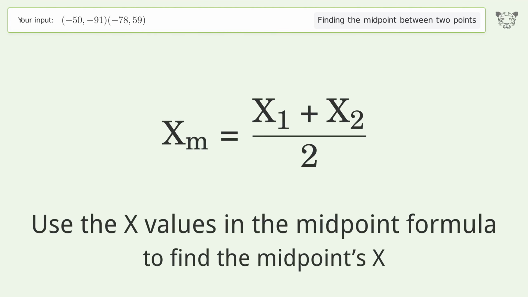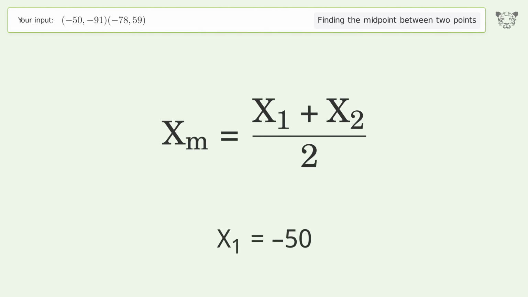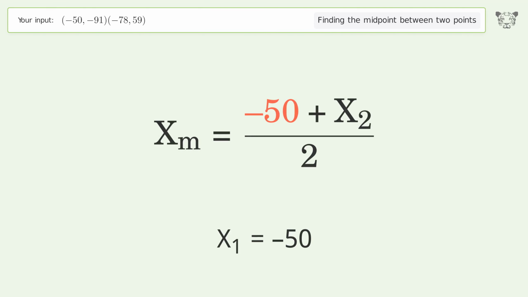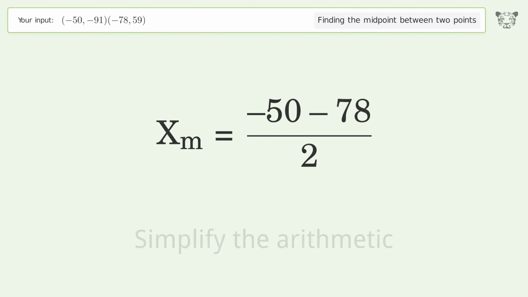Use the x values in the midpoint formula to find the midpoint's x. x1 equals -50. x2 equals -78. Simplify the arithmetic.